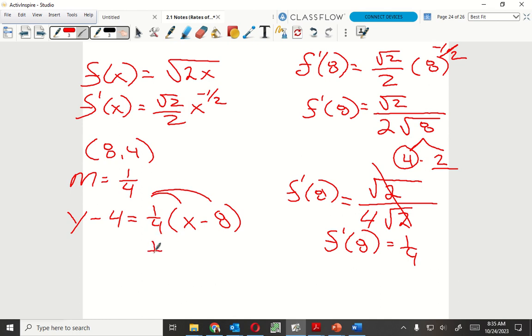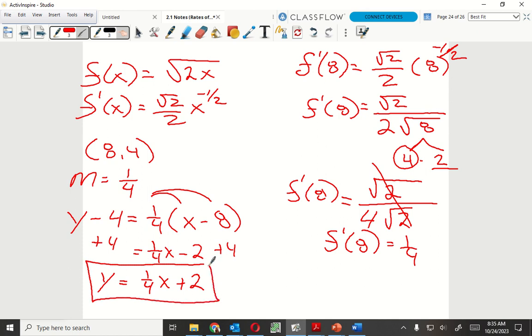So that would be 1/4 x minus 2, and then I'm going to add 4. So I get y equals 1/4 x plus 2 is the equation of the tangent line. You guys feel okay with that? Maybe?